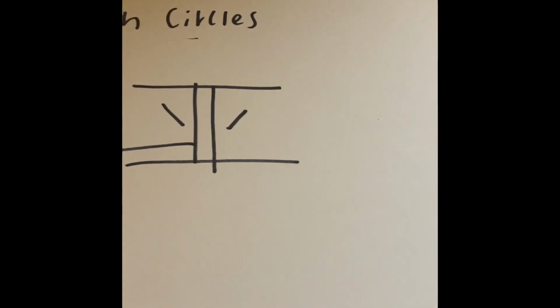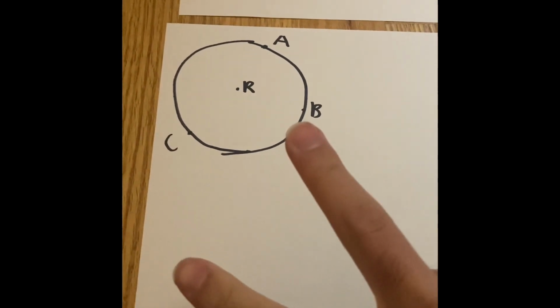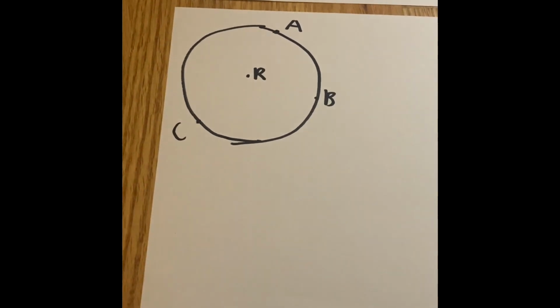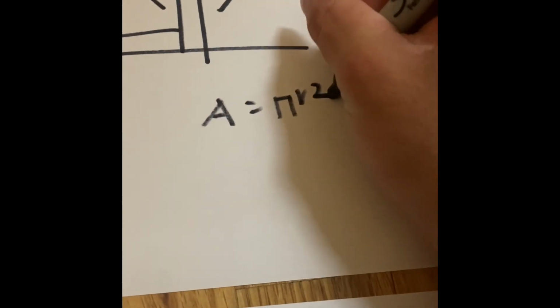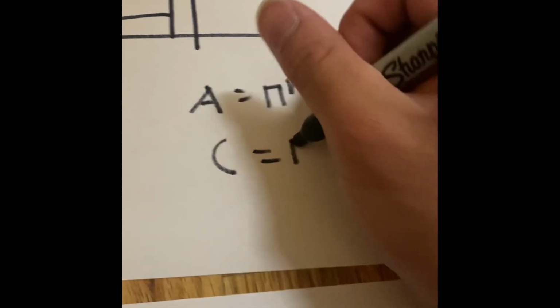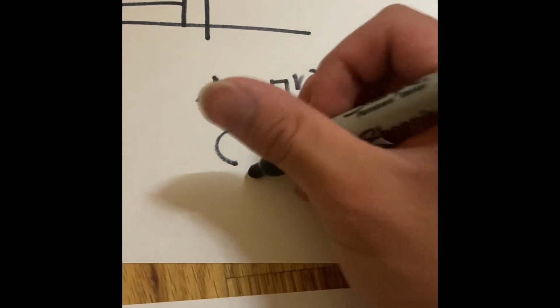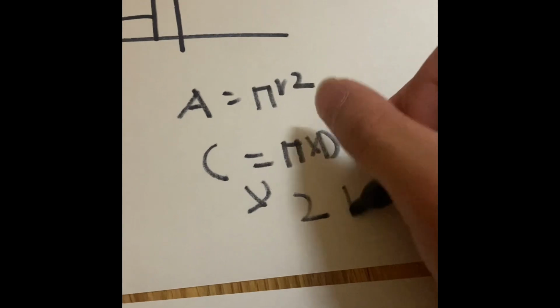Well, about circles, here is a circle. And there are two formulas that we can use to solve the area of the circle and the circumference of the circle. For the area, it's going to be, remember, pi r squared. For the circumference, it's going to be pi times diameter. But in some standardized ideas, some schools like to describe it as 2 pi r.